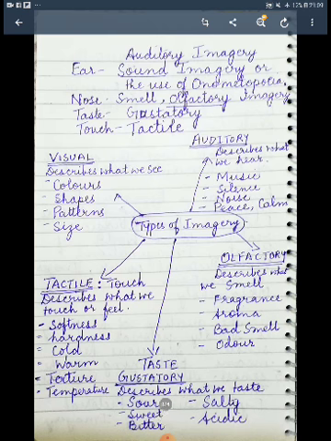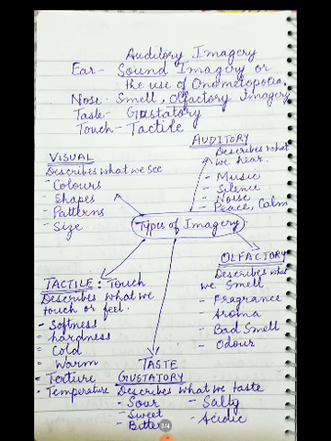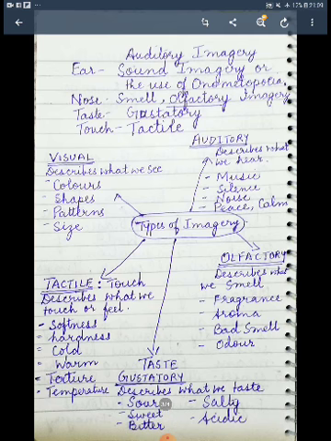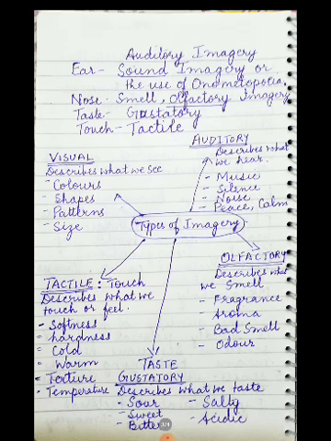Now, types of imageries I will be explaining. These are the five imageries which Keats uses. First is the visual, which describes what we see: colors, shapes, patterns, size. Then we have the auditory imagery, describes what we hear: music, silence, noise, peace, calm.